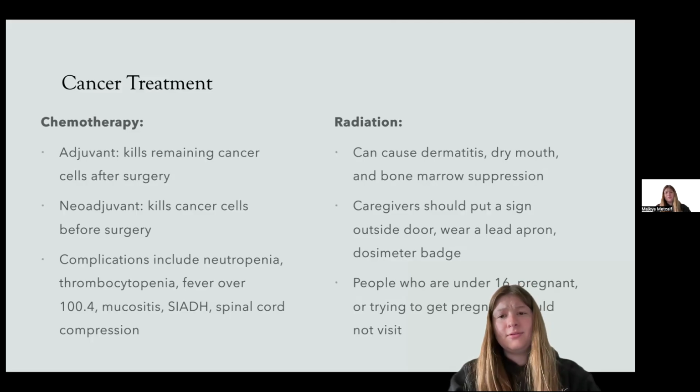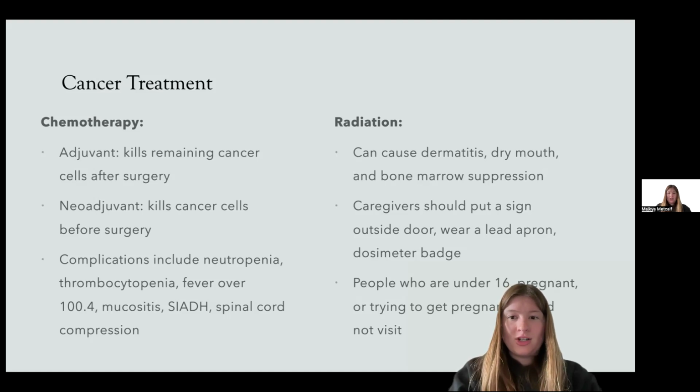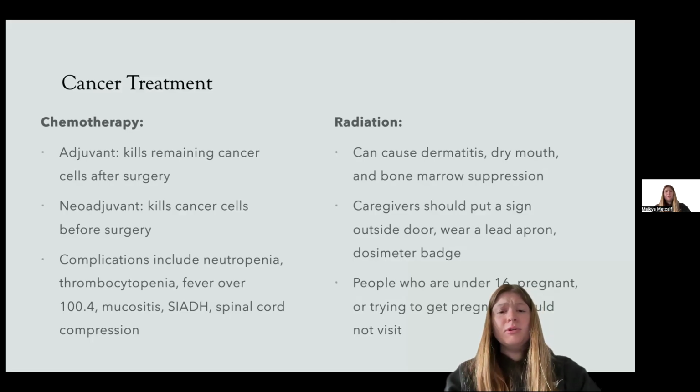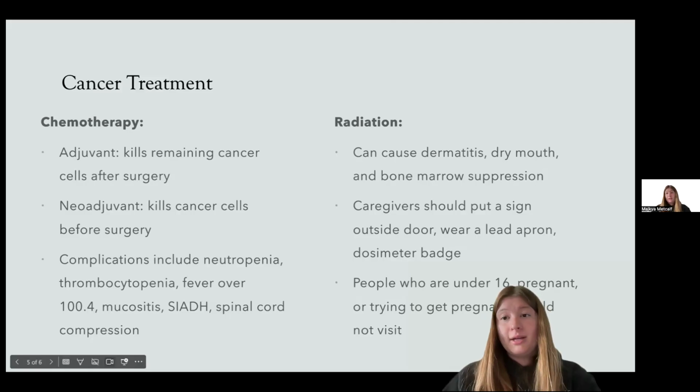Something else frequently used is radiation. This can be done internally or externally, and radiation may cause dermatitis, dry mouth, and then you may also see bone marrow suppression. When you are caring for a patient undergoing radiation, we want to make sure that we're wearing that lead apron and then the dosimeter badge to let us know how much we've been exposed to. We want to put a sign outside the patient's door so that people know that there's radiation inside. And then we really want to discourage people who are under the age of 16, pregnant, or trying to conceive from visiting a patient going through radiation.